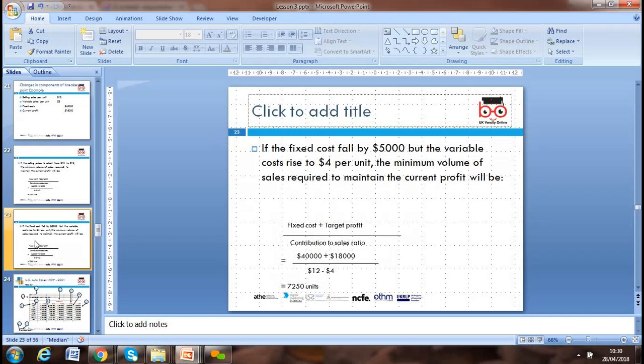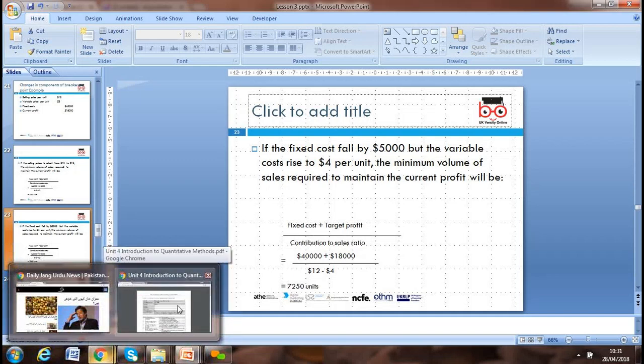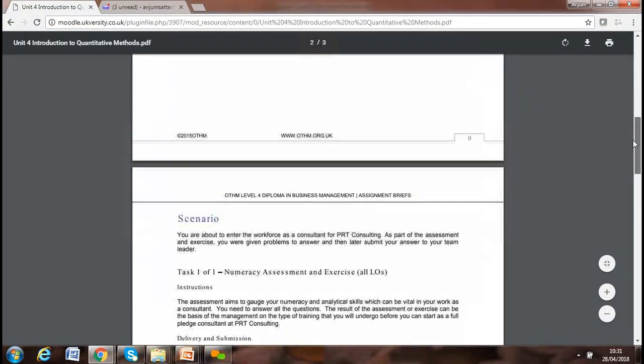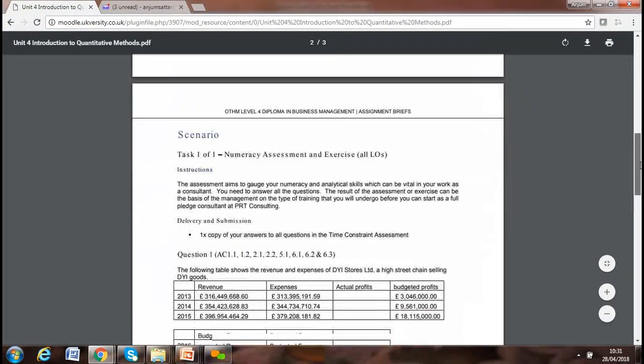So if variable costs increase, and we have a fixed cost now of 40,000 and our target profit we want to earn is 18,000, and our selling price is 12, but the variable cost increases, then our break-even units will be increased as well. Up to now? Okay, if you have any question, we can go through.